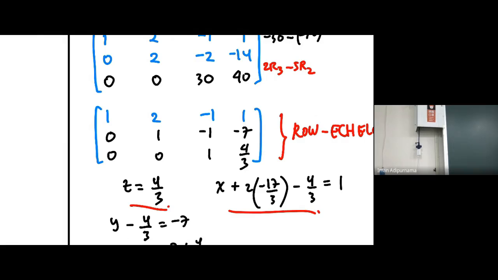Besides Gaussian elimination, there is another method with a similar name, Gauss-Jordan. The idea is we have 0, 0, 0, but we want to make the answer like z is already 4 over 3. So the idea is to get 0 in the other numbers, in the right top corner.